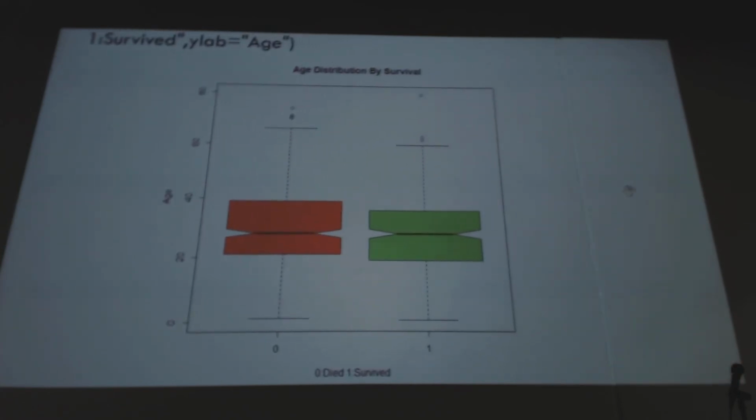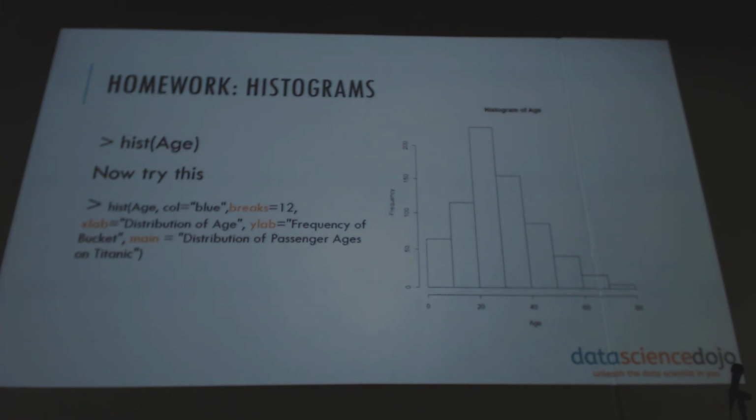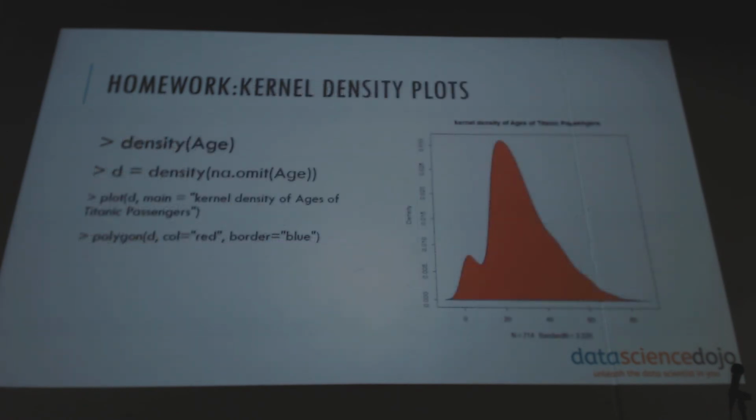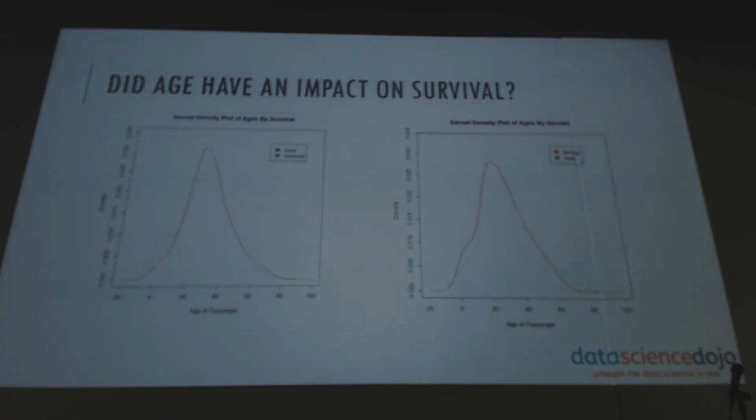And then we have age distribution by survival, and it looks like the median age for surviving people was lower, but I will let you actually do this as homework because we still have a bunch of things. Again, try to build a histogram, try to look at the density. This is all that you can do at home. There's some interesting insight here.